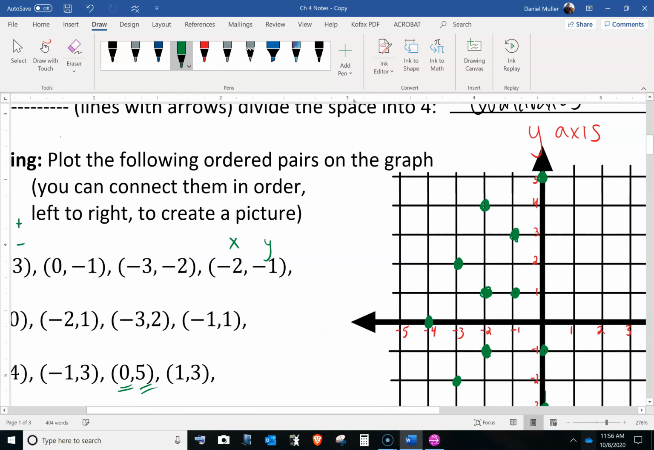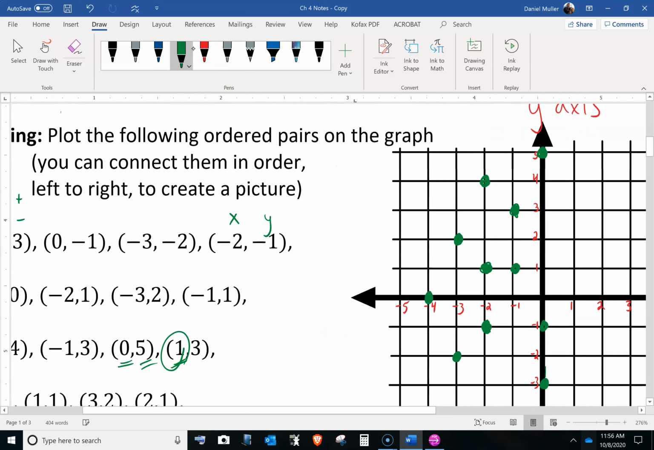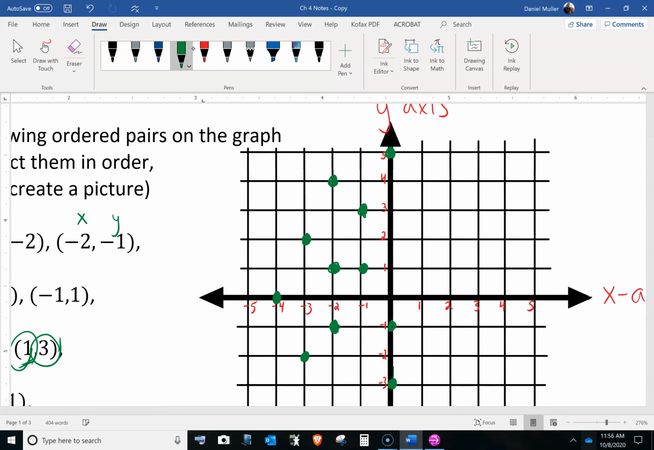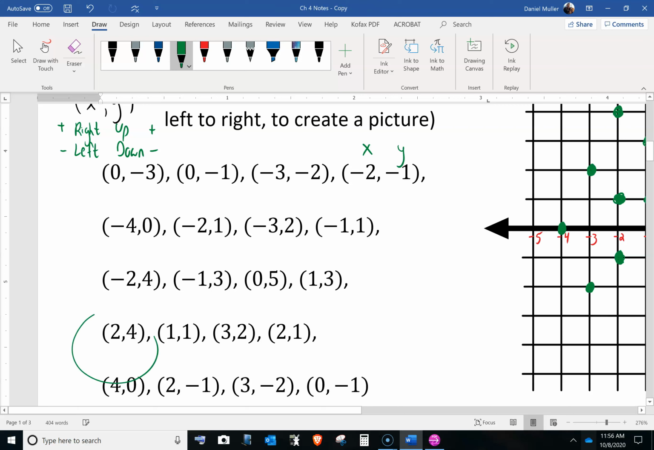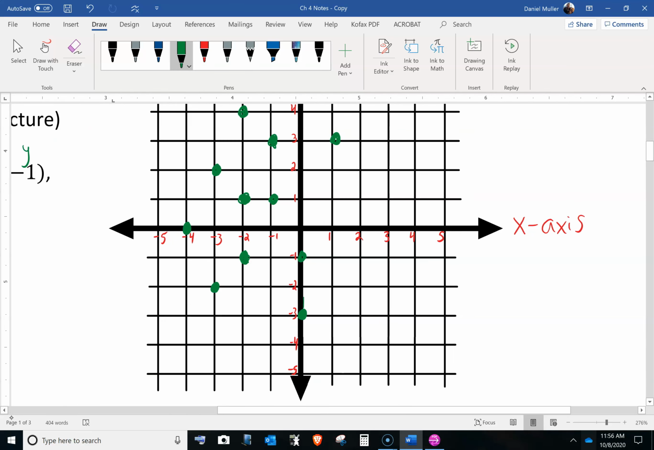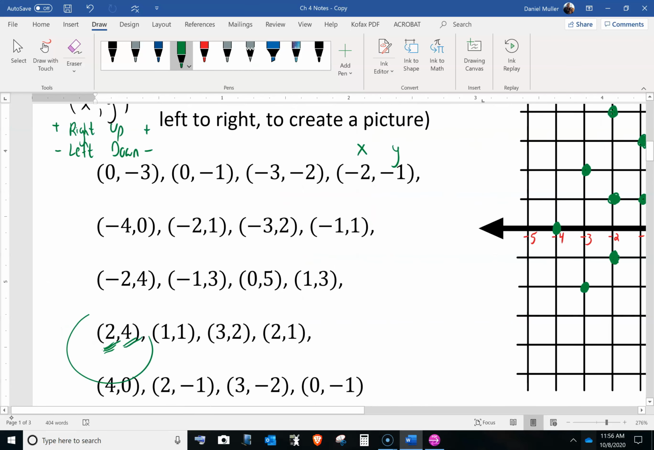Okay. Now we get to go right. So right 1, up 3. So right 1, and up 1, 2, 3. Okay, that's the end of the third row. Now we can keep going. Now we're going to go right. The first one is left to right, it's positive. So right 2 and up 4. Okay. And now we get to go right 1, up 1.